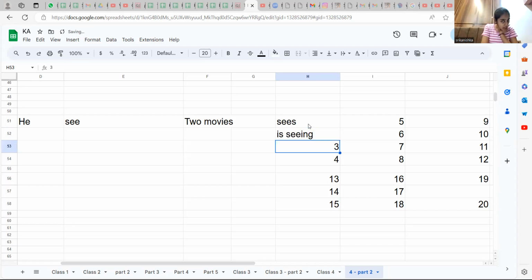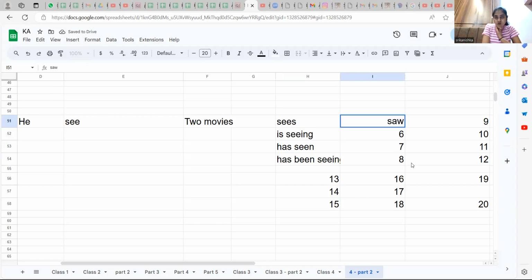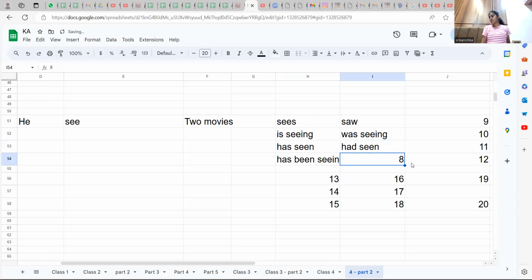Number three. Have seen. Number four. Has been seeing. Saw. Was seeing. Had seen. Had been seeing. Very nice. So you should always focus on the verb and the subject, not the object.